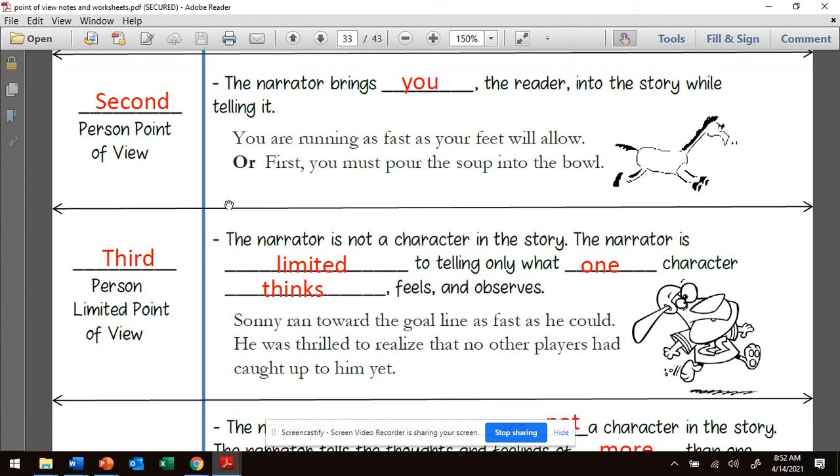So you learned at the beginning of the year, third person in reading class, but there's a more specific type, third person limited. Okay, that word limited means you only know part of. So in this situation, you only know what one character thinks, feels, and observes. So in this situation, we just know how Sonny feels. We don't know how the other characters feel. Yes, I see the words he and he again and him. That's third person. But more specifically, it's third person limited because we're limited to knowing what one character feels. In this case, his name is Sonny.